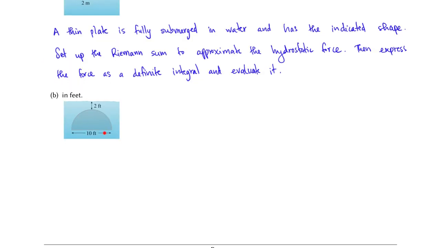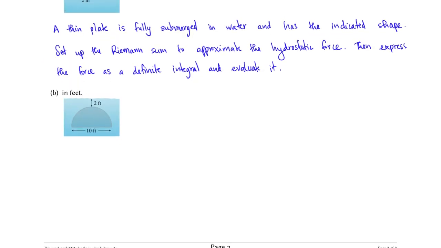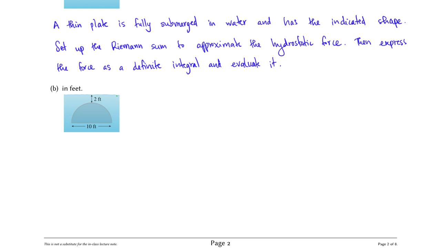It is in the US customary system because feet are given. The thin plate is fully submerged in water, so we position the coordinate axis so that 0 is at the water level still. We slice the thin plate horizontally. The depth of the slice is yi as before. The thickness is delta y.